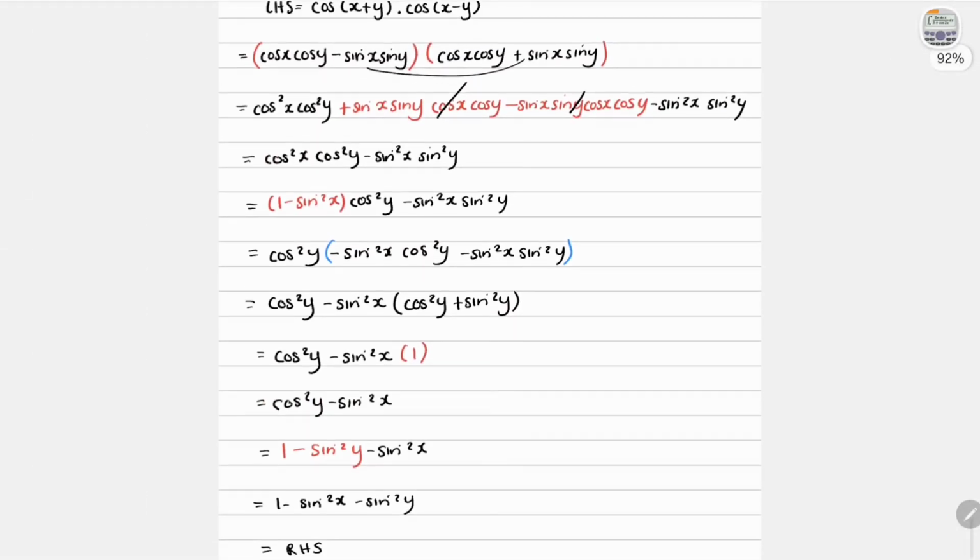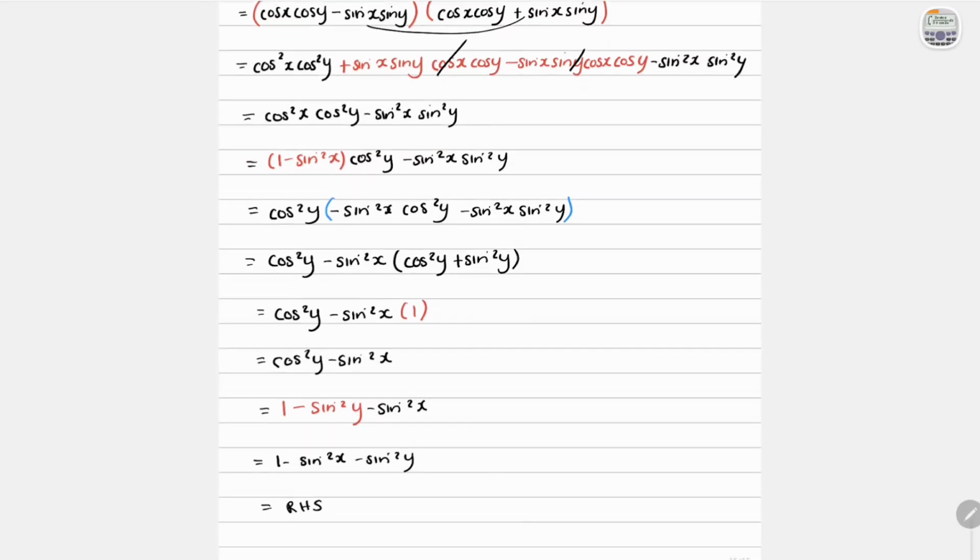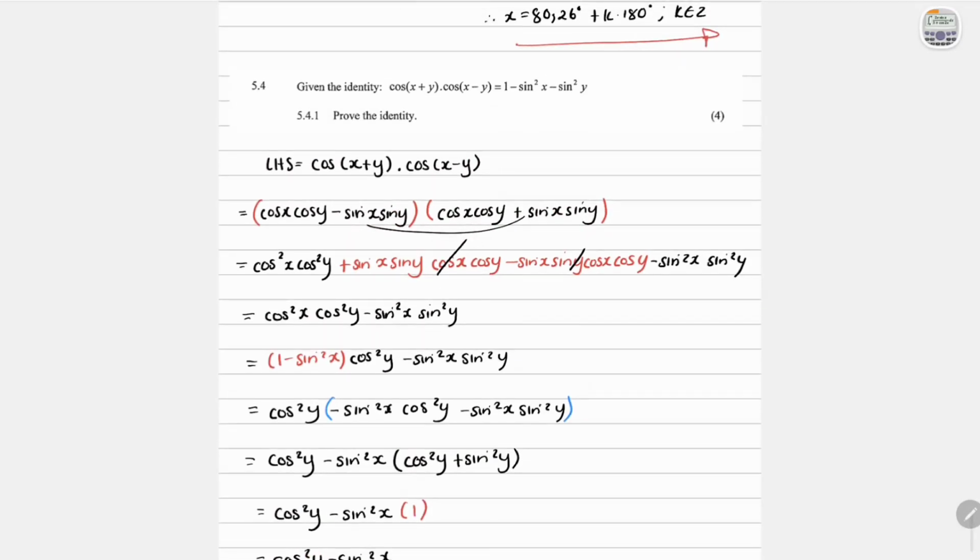So there we go. It was just distribute, cancel where it needed to cancel, and then change one of those to the identities. You could have also changed this one as well, so it probably just worked out the same way. So that is that answer. Moving on to the next question.